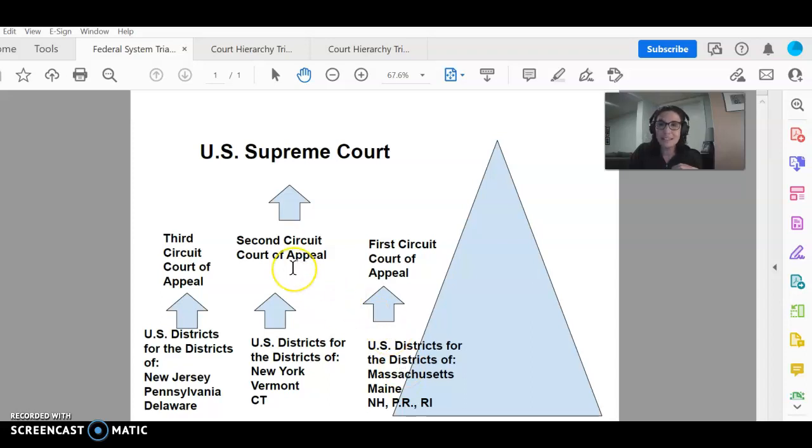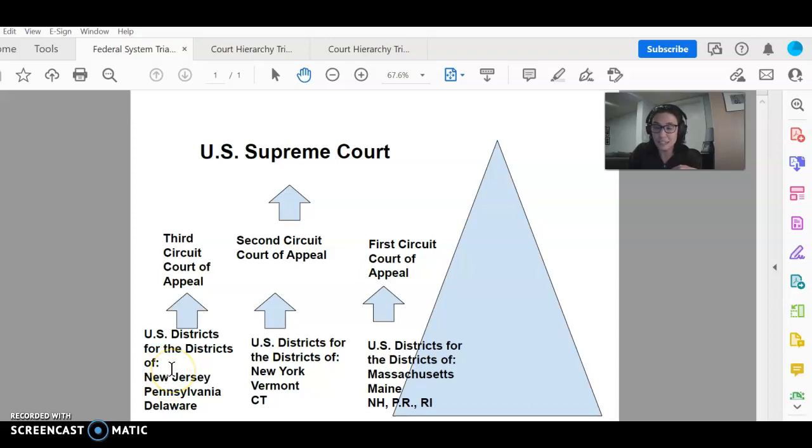The same thing with the Second Circuit. The Second Circuit is a higher court, the Second Circuit Court of Appeals. When they make a decision, it is binding on all the districts in the Second Circuit, and so on and so forth.